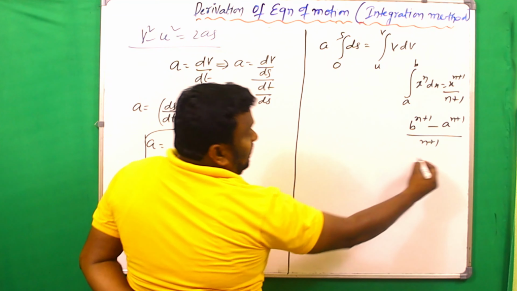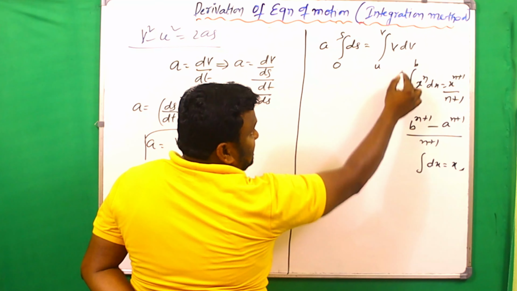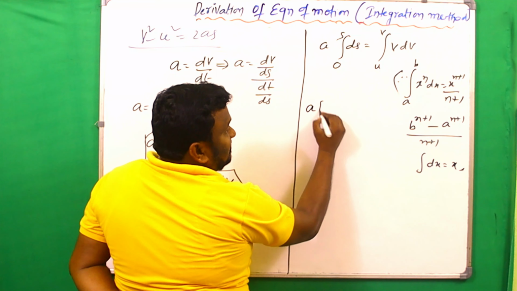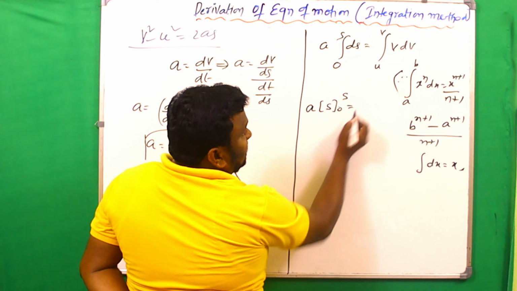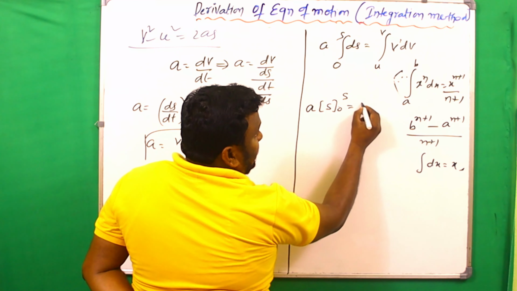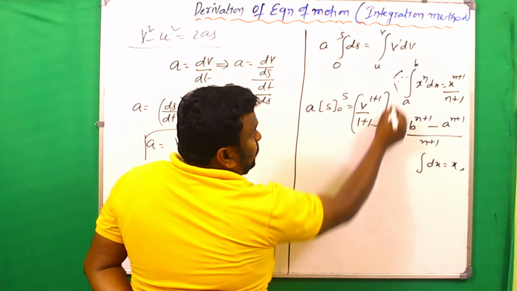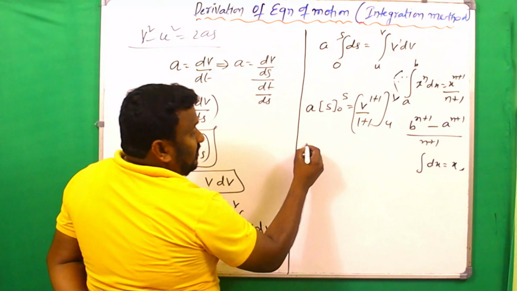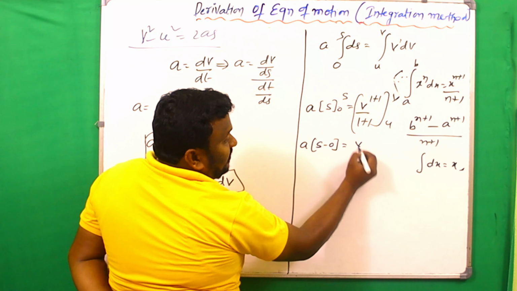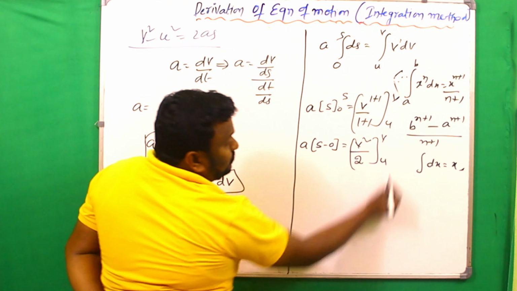Then integral dx is equal to x. These are the formulas we are going to use in this case. So a times the integral of s from 0 to s. Then v to the power of 1 is there, that's why v to the power of 1 plus 1 by 1 plus 1, and limits are u to v. Clear? Then a, first we substitute the upper limit s, then minus 0, and on the right, v square by 1 plus 1, which is 2, with limits v and u.